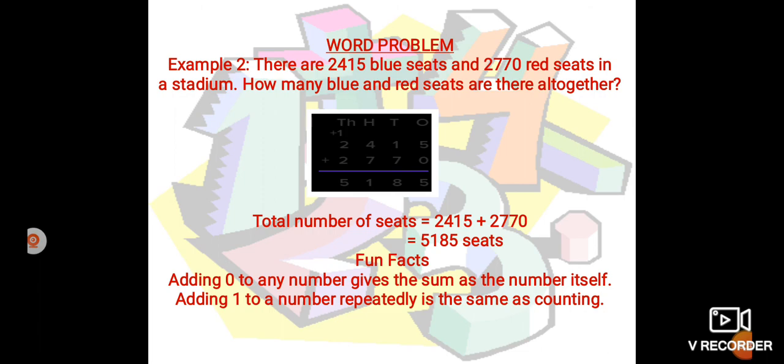Now children, I will share with you two fun facts. Number one, adding 0 to any number gives the sum as the number itself. And the second fun fact, adding 1 to a number repeatedly is the same as counting.